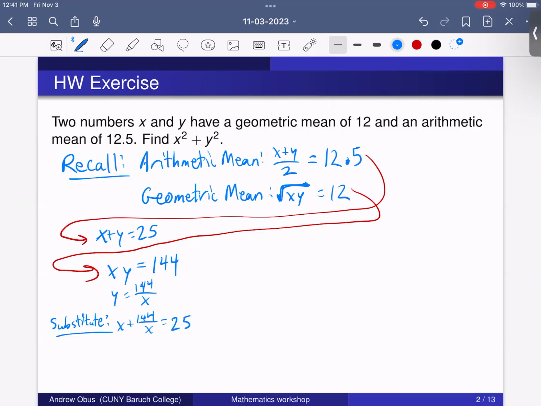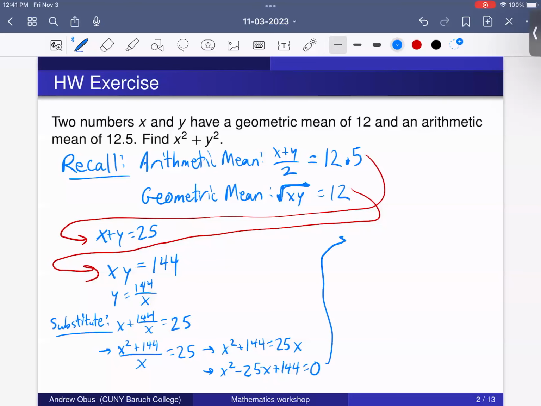Yeah, so if you find the LCD, you get x squared plus 144 over x equals 25, which tells you that x squared plus 144 equals 25x. So if we put it in terms of a quadratic expression, we move 25x over, and we get x squared minus 25x plus 144 equals 0. Right. And so what is this? How does this factor? So if we get x squared minus 25x plus 144 equals 0, how does this factor?